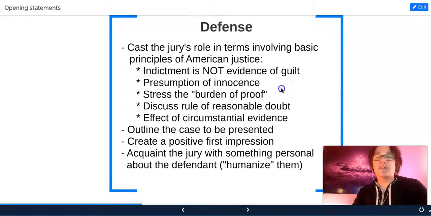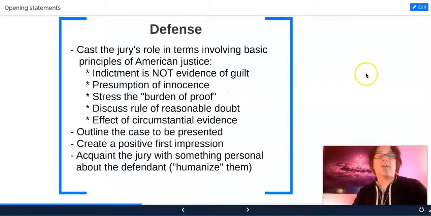So what does the defense want to do? Well, the defense, first and foremost, wants to cast the jury's role in terms of involving basic principles of American justice. Essentially, the defense wants to instill in the jury that it is up to them to uphold these civil rights that we have, right? That the Bill of Rights are in their hands, essentially.